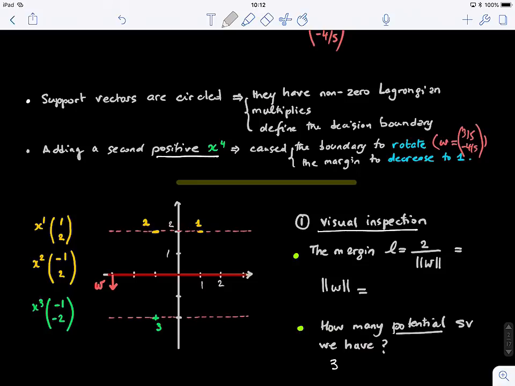So just using the units of this plot, you can see that the margin is equal to what? L? 4, right? 4 units. So then in that case, W is 2 divided by 4. That's 1/2. Okay? So this is just based on visual inspection.